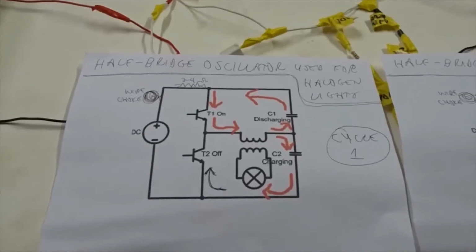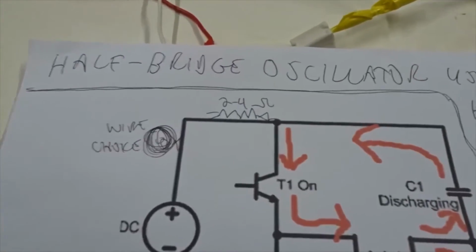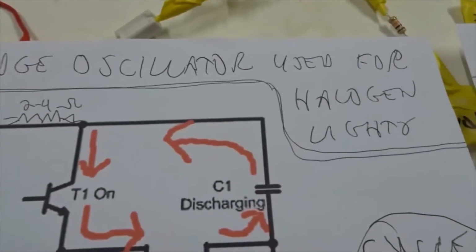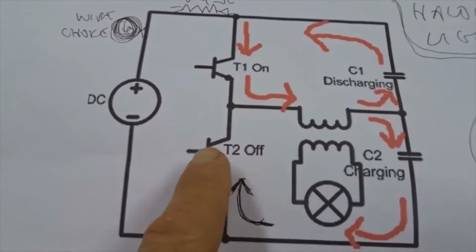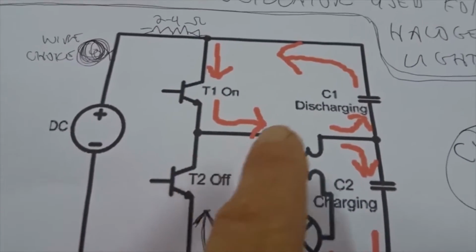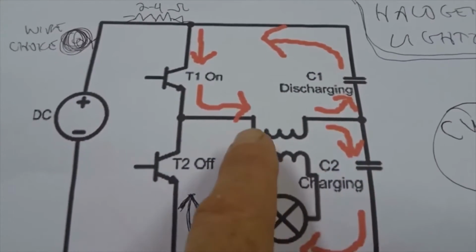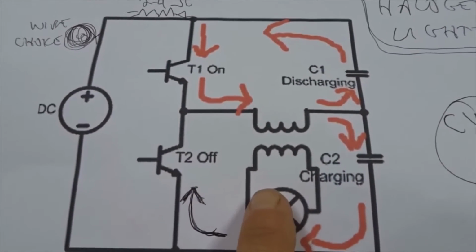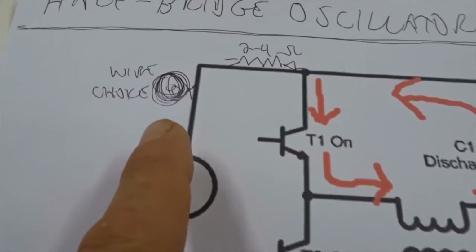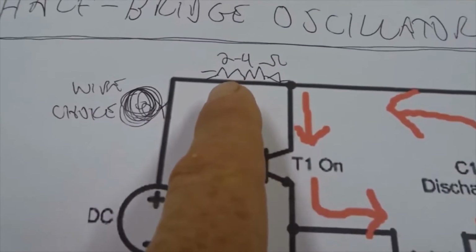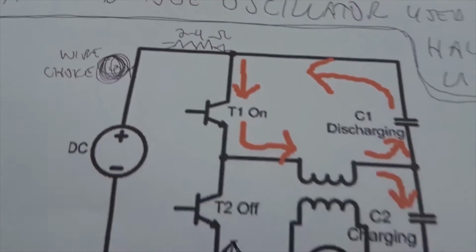Now here we have your basic half-bridge oscillator circuit that's used for halogen lights around the world. We have two transistors, T1 and T2, two capacitors, C1 and C2, and a primary coil which is coupled to a secondary, just like we saw in our circuit in a DC power supply. Often you put a wire choke here or a little 2 to 4 ohm resistor to limit the current.